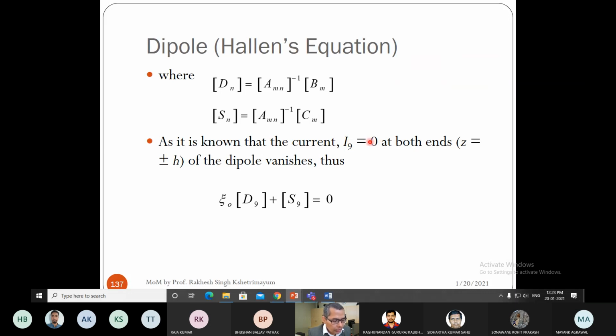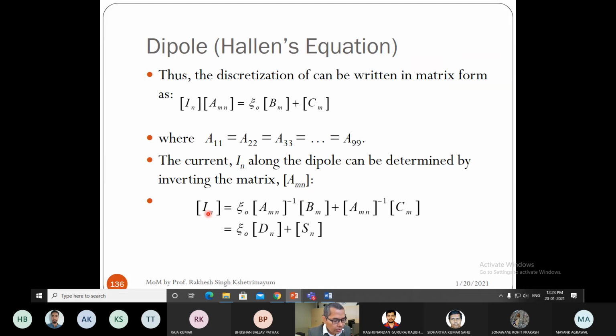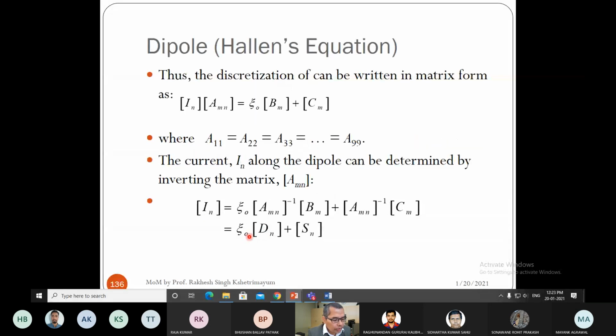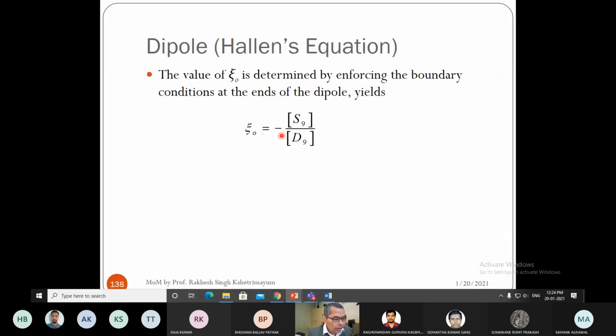So in that case, look at this equation here. For the ninth component, n becomes 9. So this current I9 is 0 because that's the end of the dipole. You have an open circuit, current cannot flow there. So this term is 0, I9 is 0, so it is equal to Xi naught D9 plus S9. From here, you know what D9 and S9 are, so you can find out Xi naught. Xi naught is minus S9 by D9. That's how you find this unknown arbitrary constant Xi naught. And that's how you solve the Helmholtz integral equation in exact form.